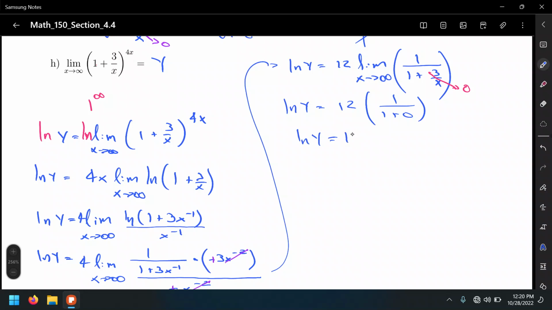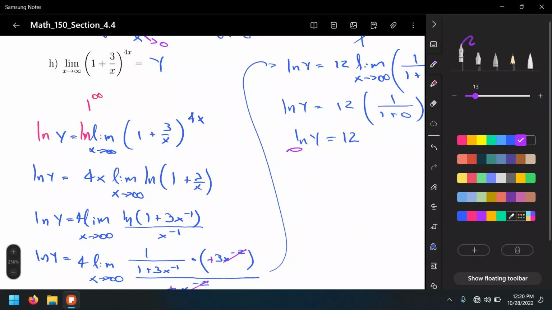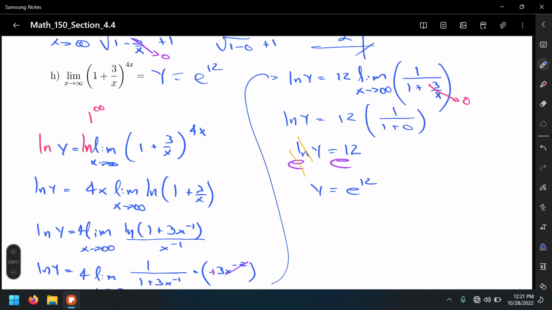But careful, we're not done yet. This is only ln of y. Alright? How do we get rid of y? Exponentiate both sides, base e. So y equals e to the 12, which is equal to this limit. Alright? So that's the limit.